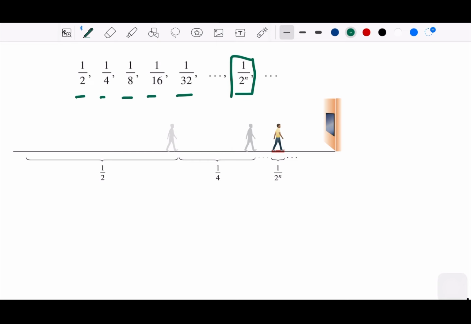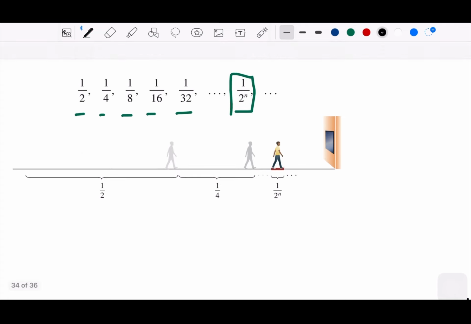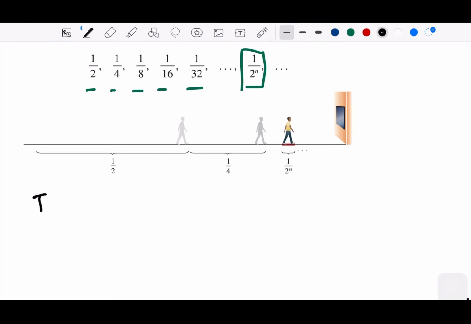And the sequence, if we take the sum, maybe it's close to 1, right? If we add all of that, when n is getting to infinity, and we take the limit as n approaches infinity, maybe we could figure out that it is 1. So this is an infinite sequence, or just a sequence.